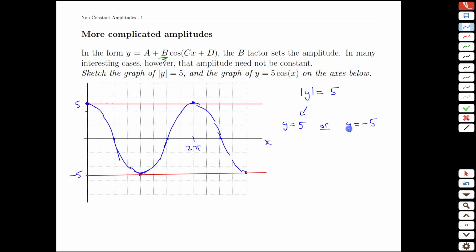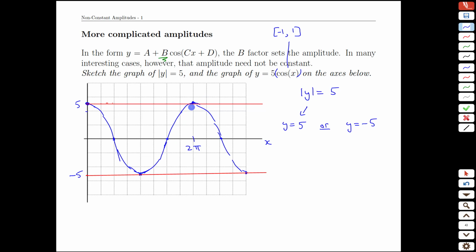Now, why do we do that? Well, if you think of what happens with cos, the cos part by itself is always going to be a value between -1 and +1. When we scale it by 5, we get a maximum value of 5 and a minimum value of -5. So in some sense, this absolute value of y equals 5, those two red lines, define the boundary for the curve of 5 cos x. We can go up and down in between those two lines, but we're never going to exceed them, and we're always just going to come up and touch them.